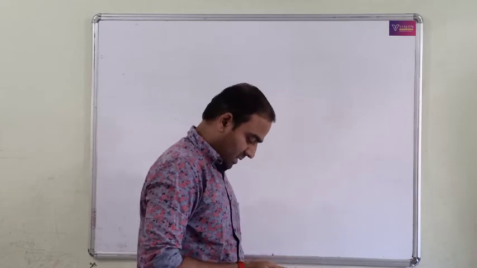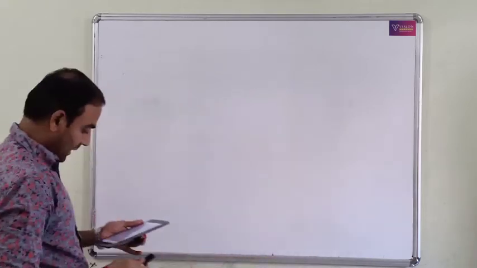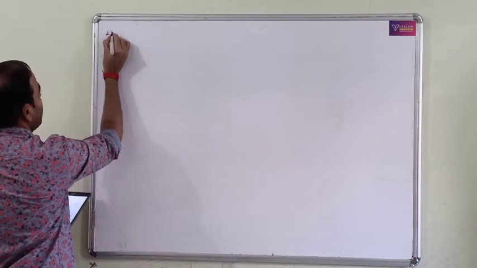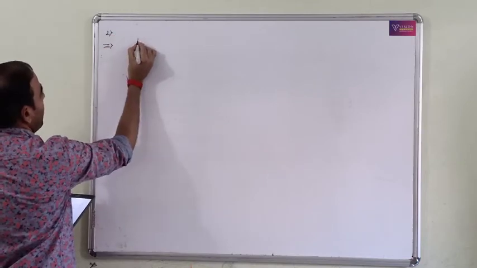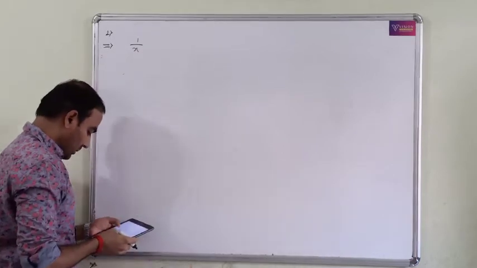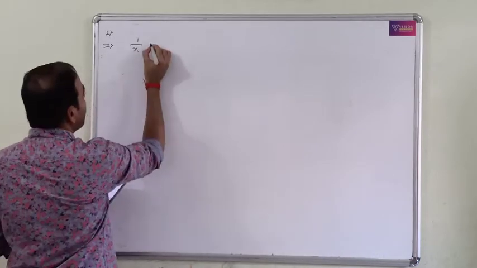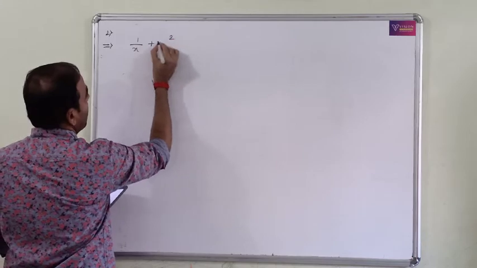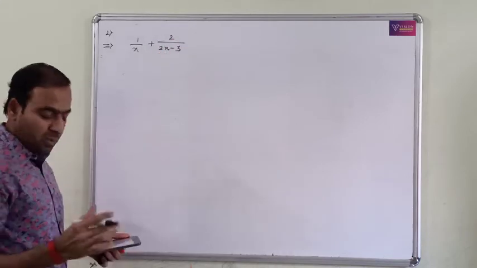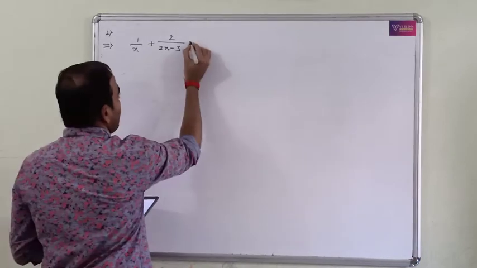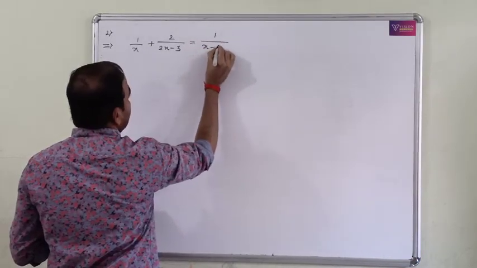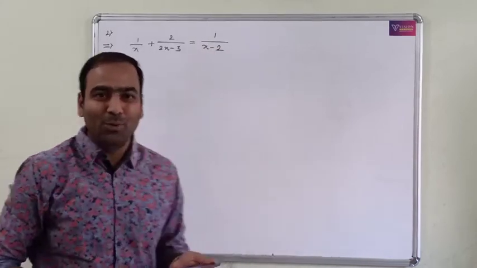1 by x. We take the answer directly. 1 upon x, this means the value of x cannot be 0. Plus 2 upon 2x minus 3, this means the value of x cannot be 3 by 2 either. Is equal to 1 upon x minus 2. Again, x is not equal to 2.